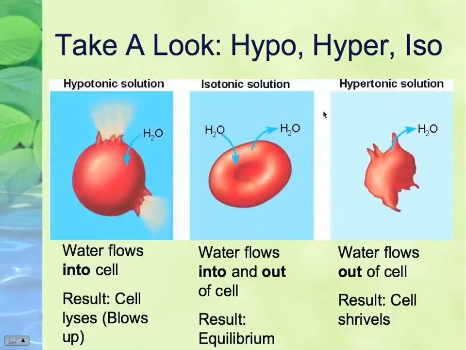So that means that out here in the environment, there's actually a lower concentration of water. And of course, remember, we go from high to low. So the cell has a higher concentration of water than the outside environment.